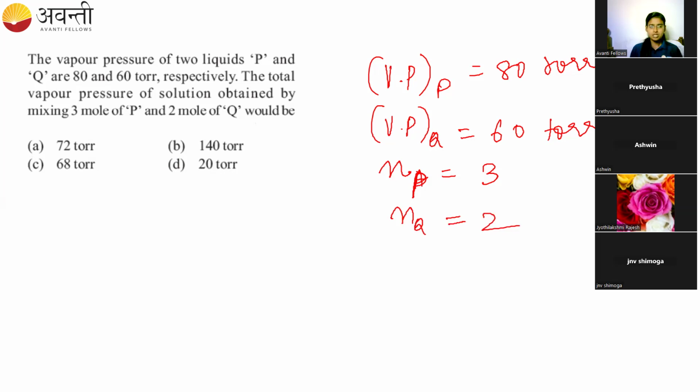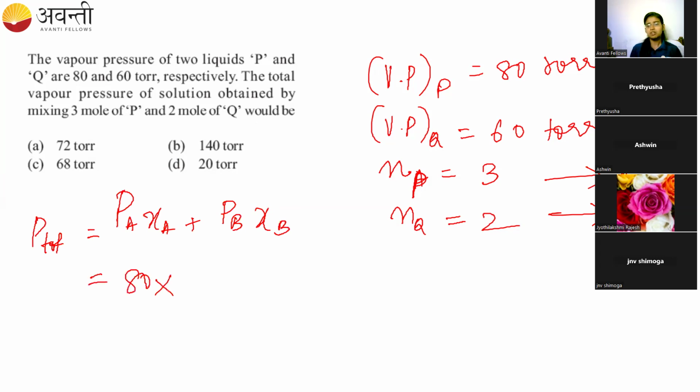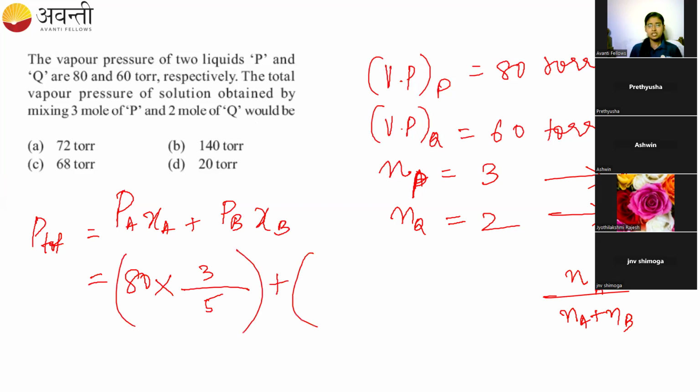So P total is equal to PA into XA plus PB into XB, right? Component A is P here and component B is Q here. What is the vapor pressure of A? It is 80. Mole fraction is nothing but the number of moles of that component divided by the total number of moles. For P it is 3 divided by 3 plus 2, that is 5. Plus PB is 60 into 2 by 5.